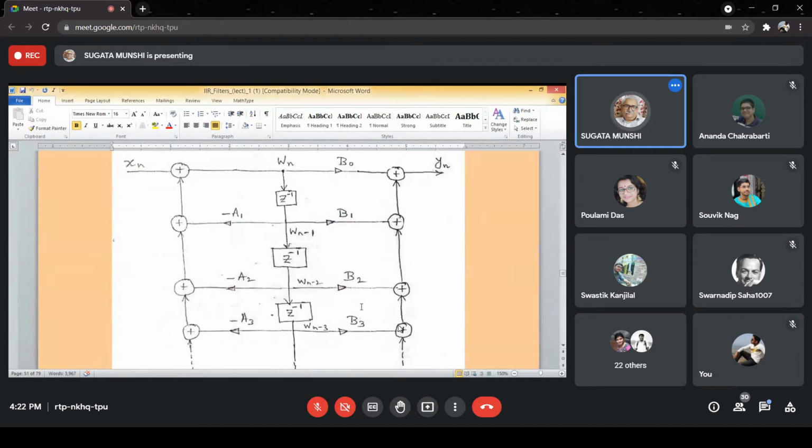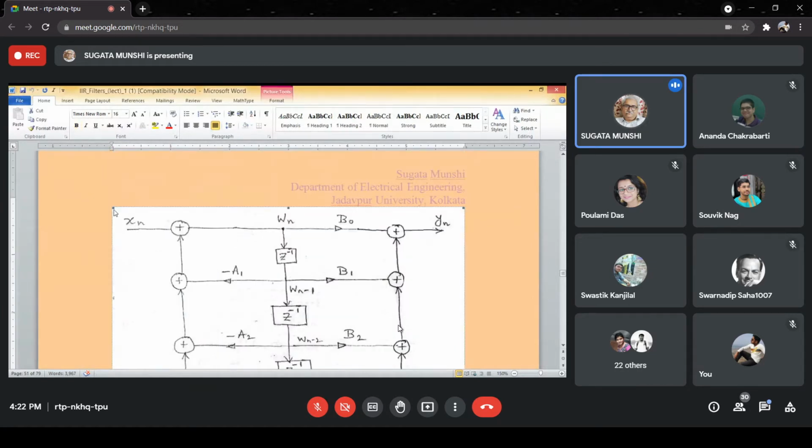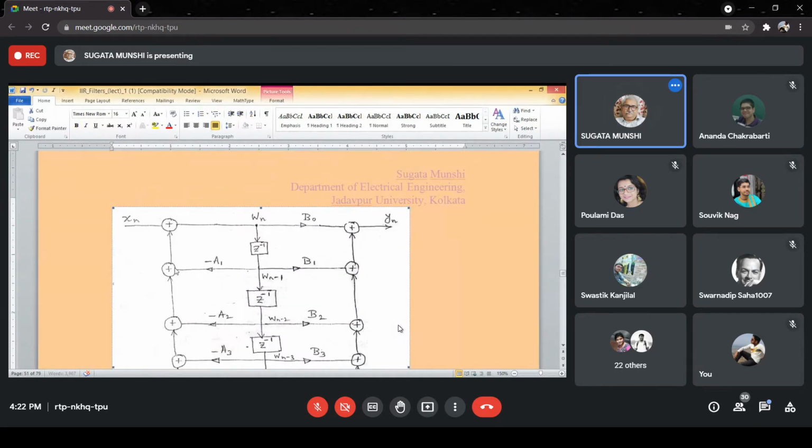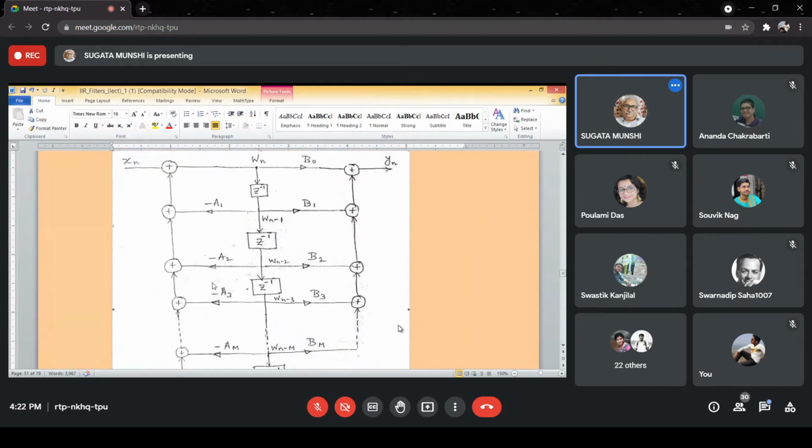This is the structure. Let me just compress it, then it will be visible, I think. Just see here that there is an array of unit delay elements. Here, the unit delay elements are represented by z to the power minus 1, but because we are representing these sequences in the time domain, preferably, instead of z to the power minus 1, you have to write tau. But even if you write z to the power minus 1, there is no harm.